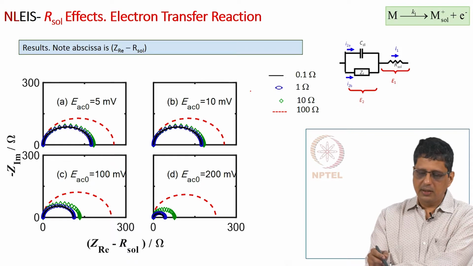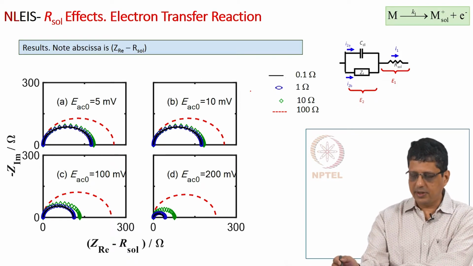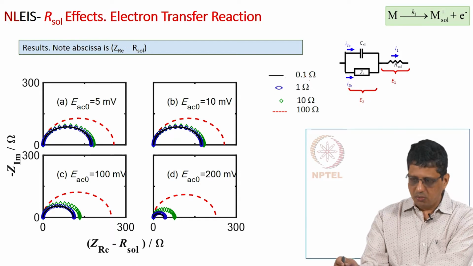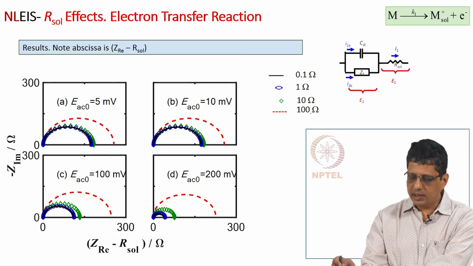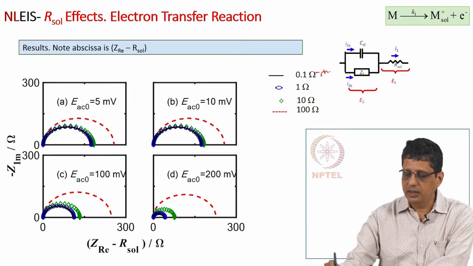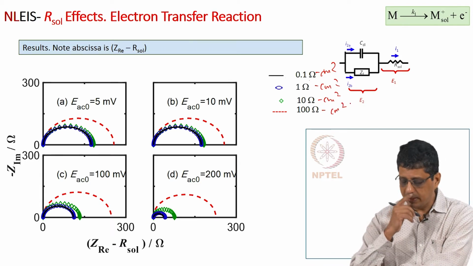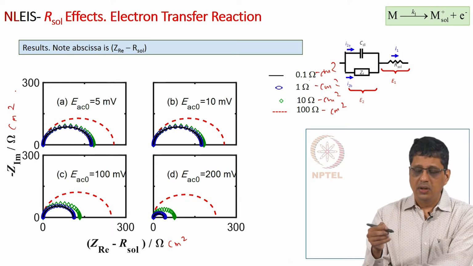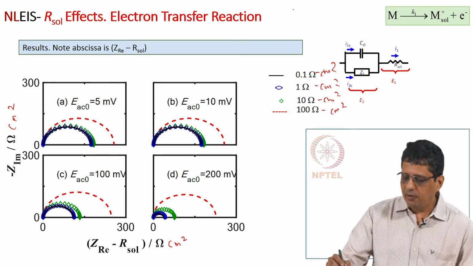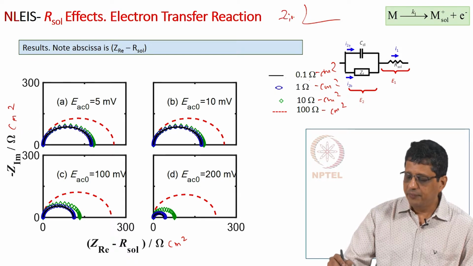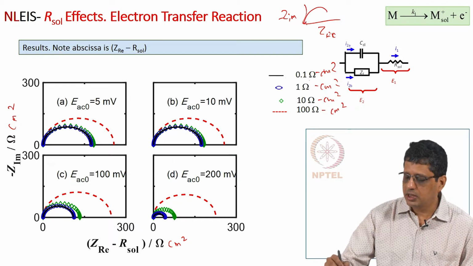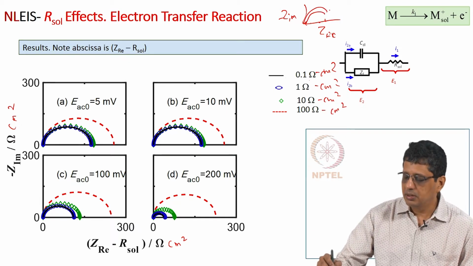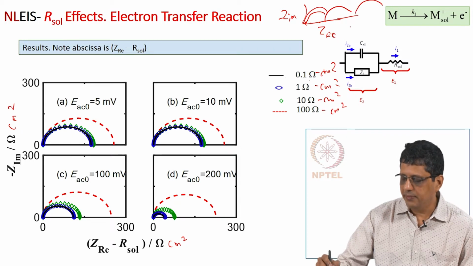So, when you plot it, I can vary the R solution. I have tried 0.1 ohm centimeter square, after that 1 ohm, 10 ohm, 100 ohm; actually this should be ohm centimeter square. All right. When we plot, normally we will plot minus Z imaginary by Z real. That means 0.1 ohm would probably start here, 1 ohm would start somewhere here, 10 ohm would be much later, 100 ohm is going to be much later.